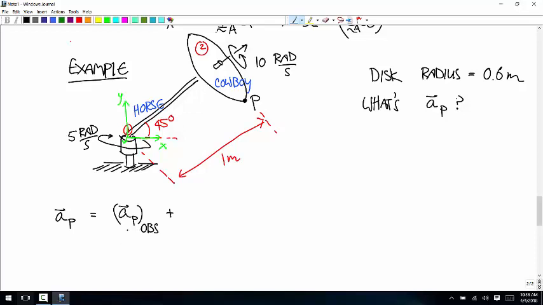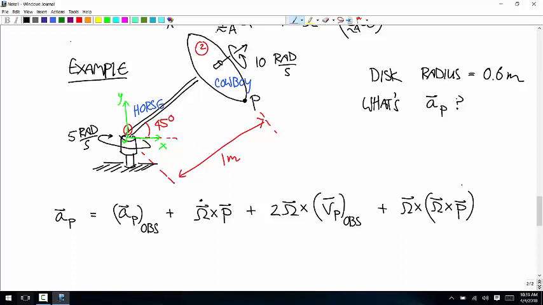Okay. So we got the observed acceleration, plus the time derivative of the angular velocity of the coordinate system crossed with the position vector, plus 2 times the angular velocity of the coordinate system crossed with the observed velocity of P, plus big omega cross quantity big omega cross P. Okay, so let's start filling in these values. So first, let's do the observed velocity and acceleration.